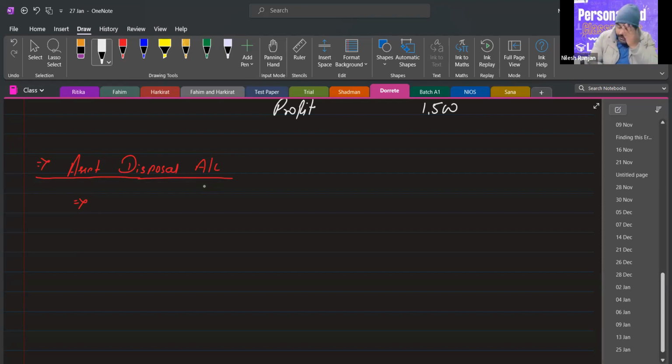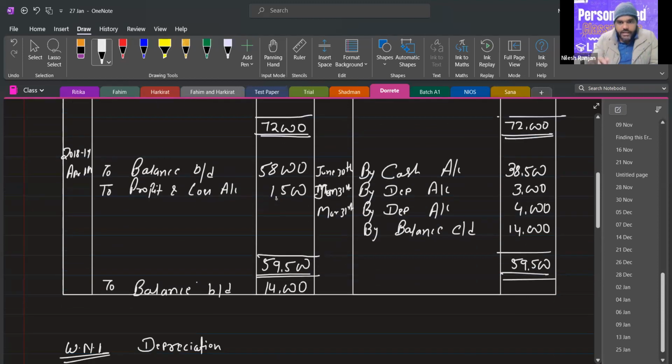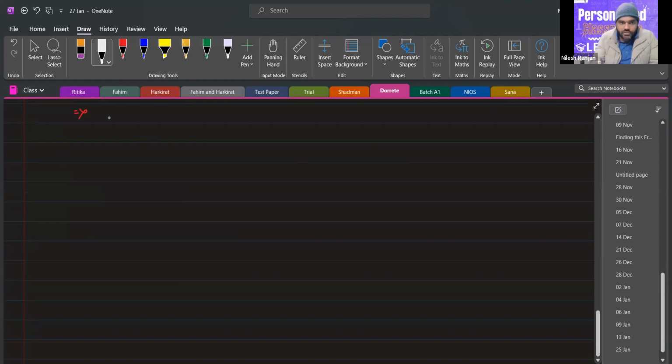Now, when we sell an asset, we write the amount received here, 38,500, and we write the profit or loss here. So all these things are generally written in the machinery account. But when we prepare an asset disposal account, these items will be written in a separate account, the asset disposal account.